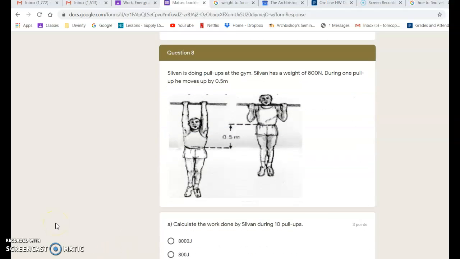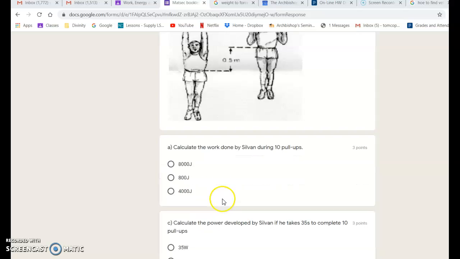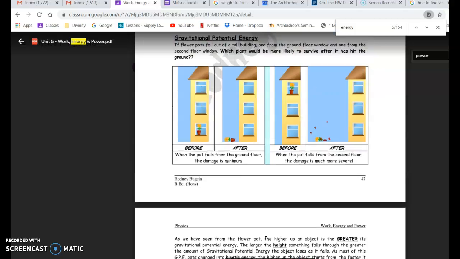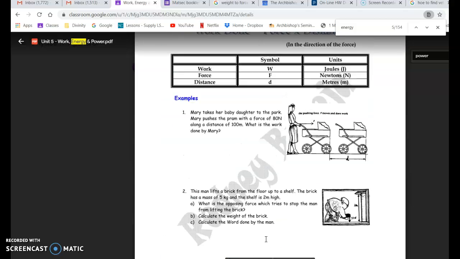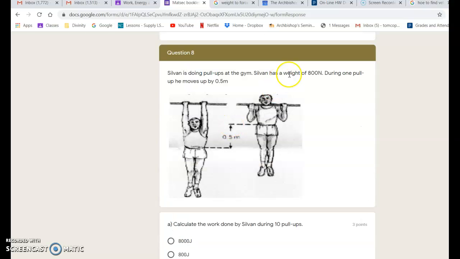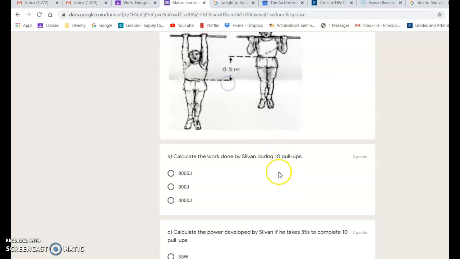Question 8. Silvan is doing pull-ups at the gym. Silvan has a weight of 800 newtons. During one pull-up, he moves up to 0.5 meters. So he's moving 0.5 meters. Now, calculate the work done. We know that the work done is force times distance. Now, we have the force. We have the distance. But he's telling you 10 pull-ups. So what do you have to do to the answer? I'm not going to tell you.